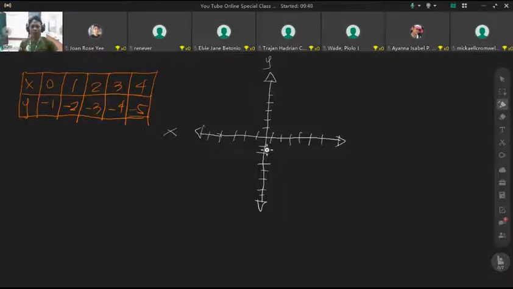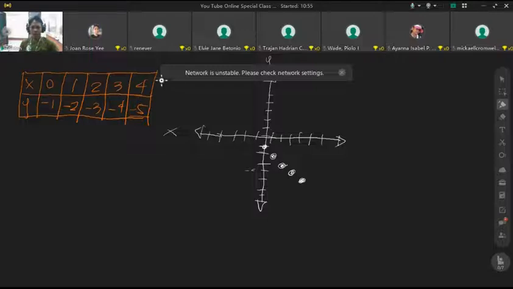0 and negative 1, that is located here. 0 for x, negative 1 for y. If we have 1 and negative 2, that is located here. 2 and negative 3. 3 and negative 4. 1, 2, 3, 4. 1, 2, 3, 4, 5. Located here. And the last one, 4 for x, 1, 2, 3, 4. Negative 1, negative 2, negative 3, negative 4. And we have that.